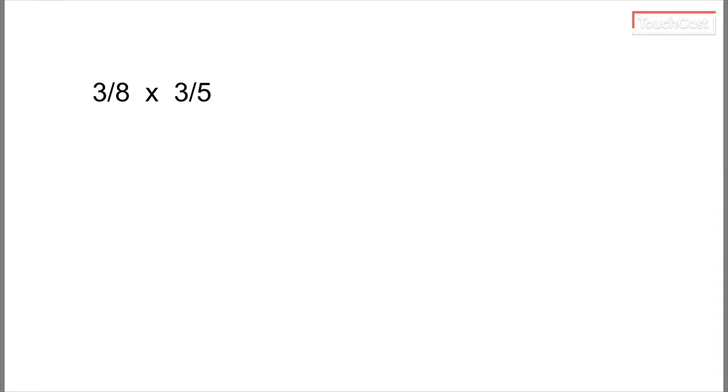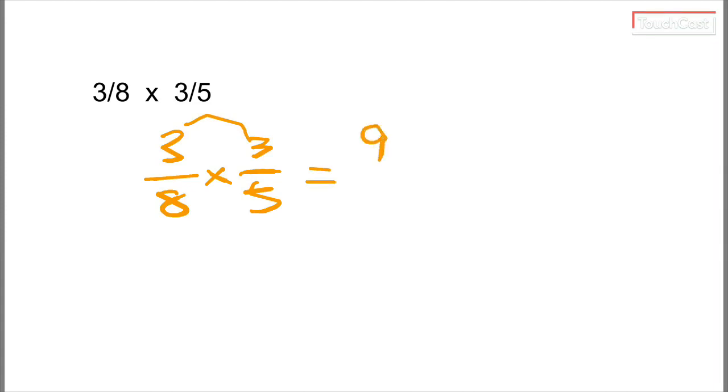And for our last example, we have 3/8 times 3/5. Our numerators, 3 and 3, we multiply those together, we get 9. Our denominators, 8 and 5, we multiply those together and we get 40. 9 and 40 do not share a common factor, therefore it cannot be simplified, so our final answer, 9/40.